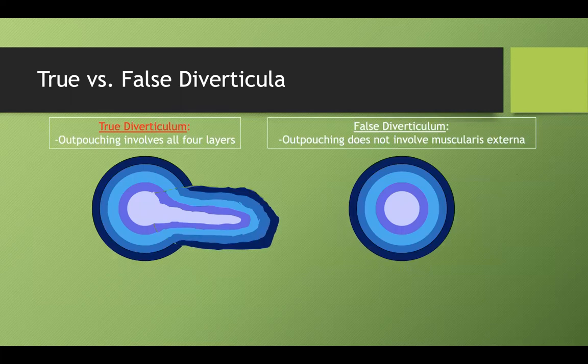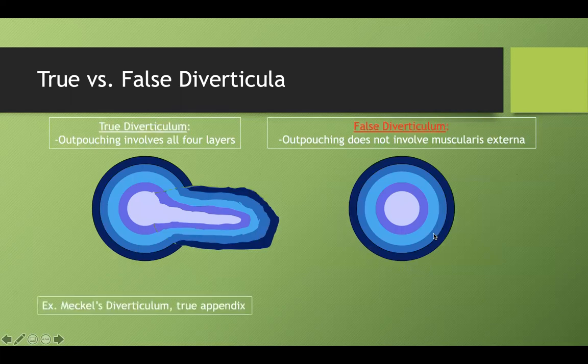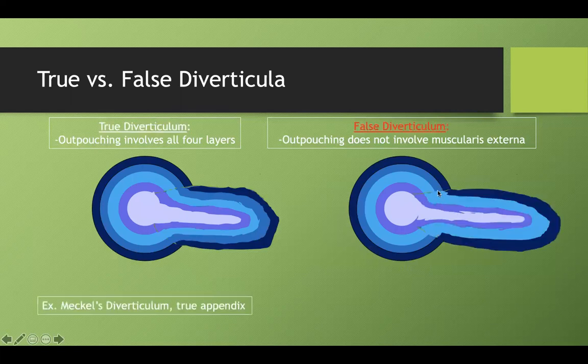Whereas in the false diverticulum, because the outpouching is actually breaking through a weakness in our third layer, this layer right here, it's actually going to break through this layer. And let me show you that right now. It breaks through this layer, and we don't have that as part of this diverticulum. So it's a false diverticulum because all 4 layers aren't included.